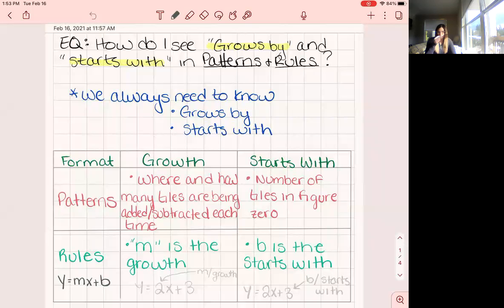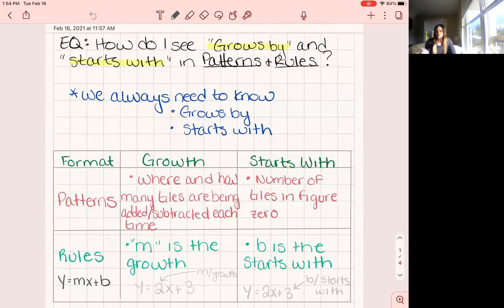All right, so we're going to start these notes with just a lot of copying and then we'll talk about it afterwards. So you need to get your essential question down, which is how do I see grows by and starts with. Today we're looking at patterns and rules. And just in the blue is a reminder that no matter what we're doing for the next couple weeks, couple lessons, we always need to know grows by and starts with. Those are the two things we care about that we're going to be working with.